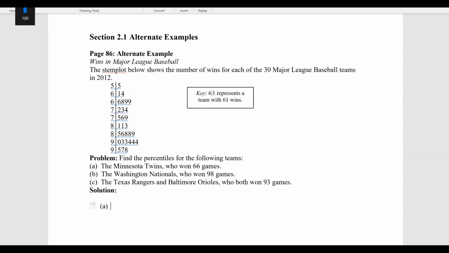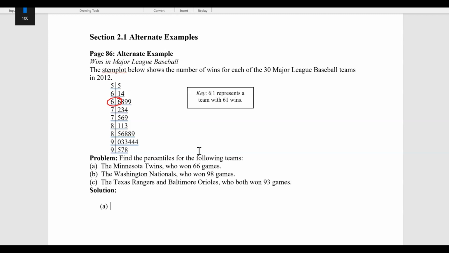So I want to dive in here and look at this 66 games. Where does that sit? That's right here in the box plot. That's the Minnesota Twins. They won 66 games. So as a percentile, what I do is I look and see that there are 3 observations that are below that. That's the convention your textbook uses.